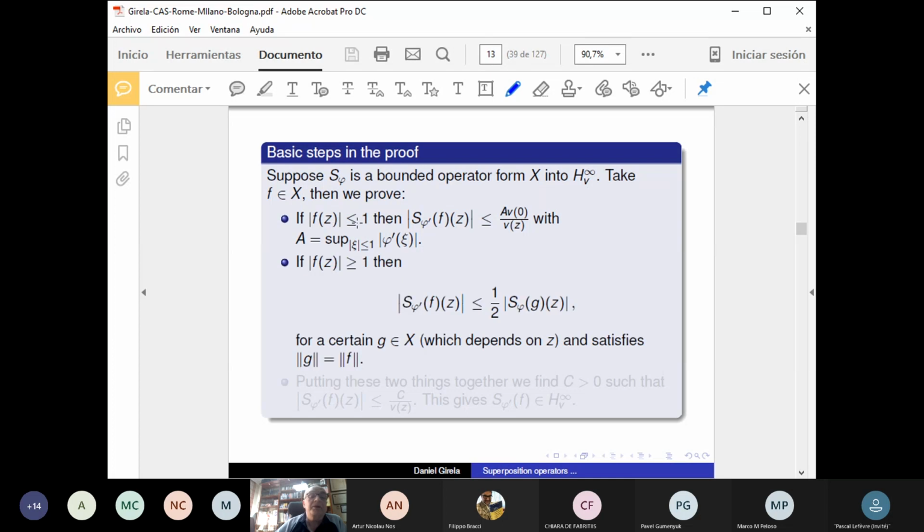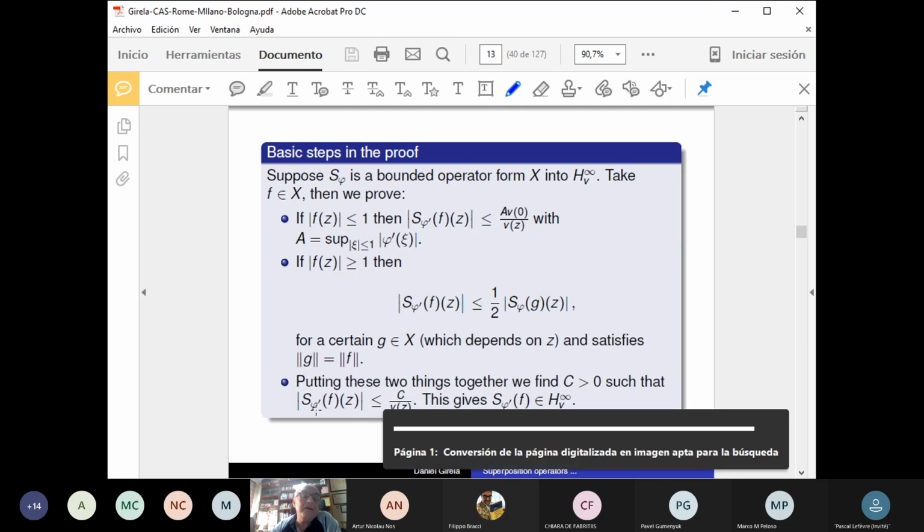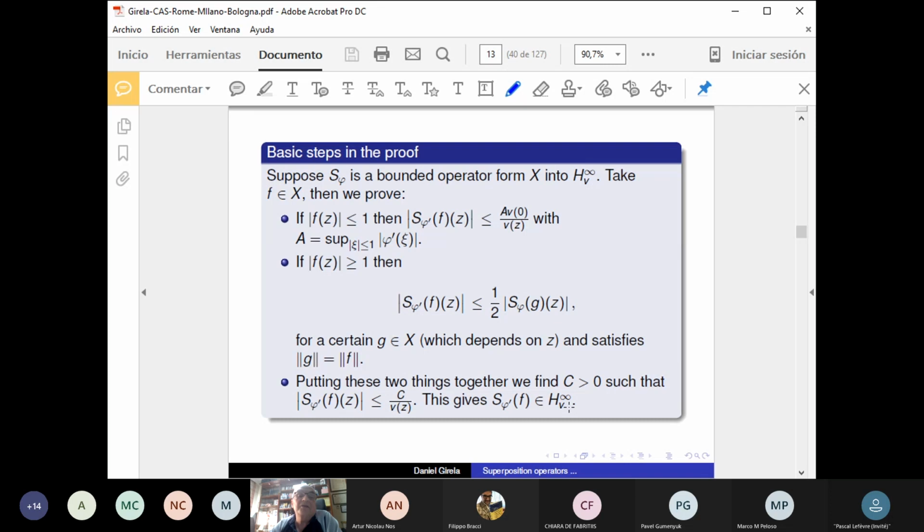And when f is big, what we are able to prove is that if we take a function f in X and we take a point z where f is big, then we can find a function g in X, which actually depends on z, with the same norm, so that this inequality is true. And then once we have these two steps, it's not difficult to prove that S phi prime of f is in H infinity V.